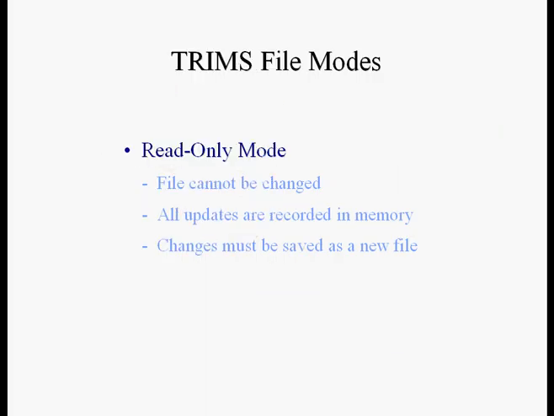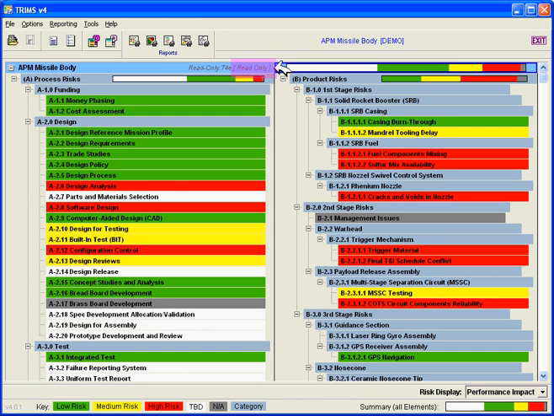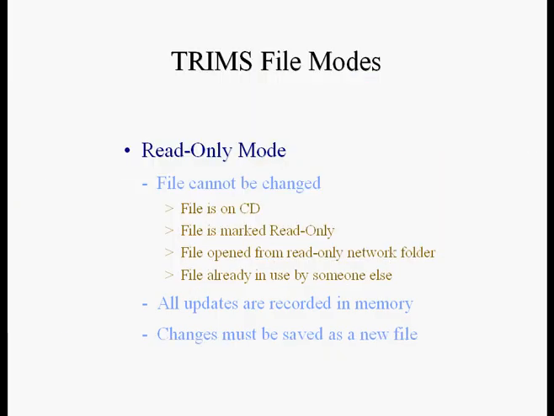The next available mode is read-only mode. This mode occurs automatically if TRIMS detects that you will not be able to save the file. The phrase read-only appears in the element header. This could occur for a number of reasons. Someone else might already have the file open in TRIMS, which automatically blocks anyone else from editing it. It might have been opened from a CD, or the file could be stored in a network folder where the user only has read rights.